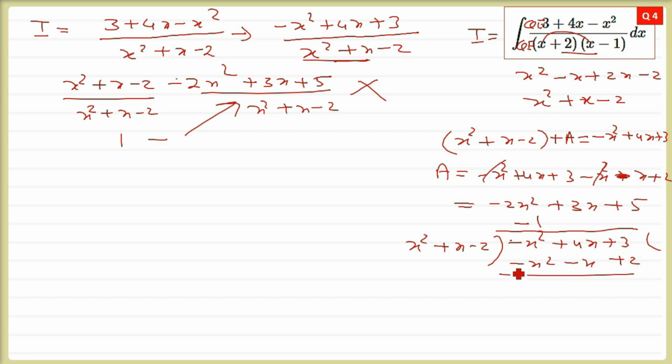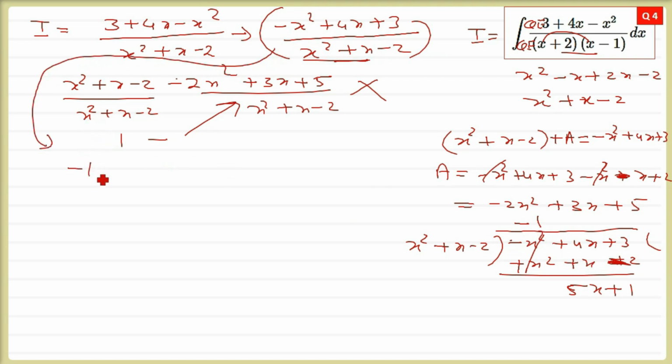Now subtract these two equations. So this will get cancelled. 4x plus x will be 5x and 3 minus 2 will be plus 1. Now the same thing here is, how do we write this? First we write negative 1, then we have 5x plus 1 in the numerator and denominator is x square plus x minus 2. Now if you check this, just take the LCM and you will get the same equation from where we started.